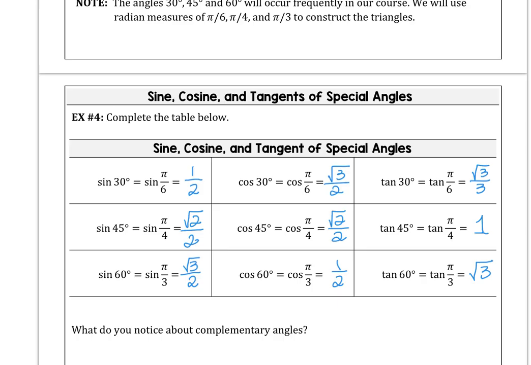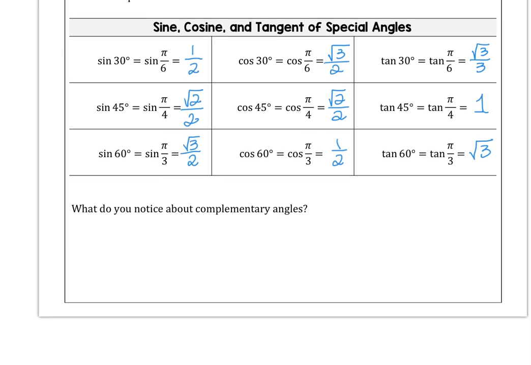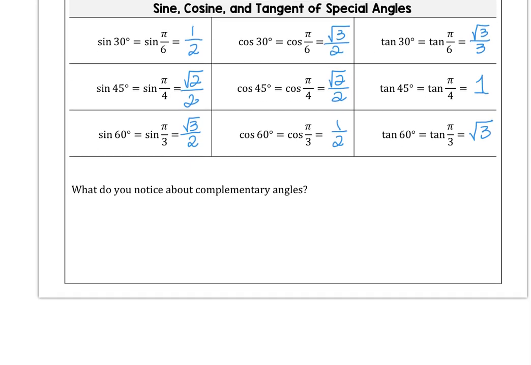Now, what do you notice about the complementary angles? Do you see that the sine of 30 and the cosine of 60 are the same values? They're both 1/2. And the sine of 45 along with the cosine of 45 degrees are both radical 2 divided by 2.